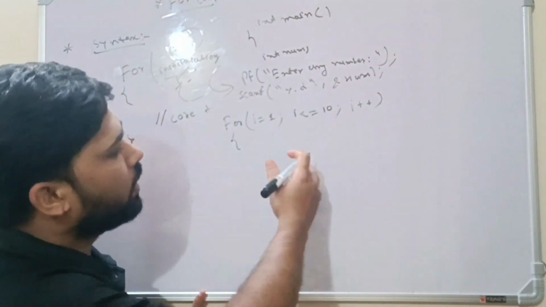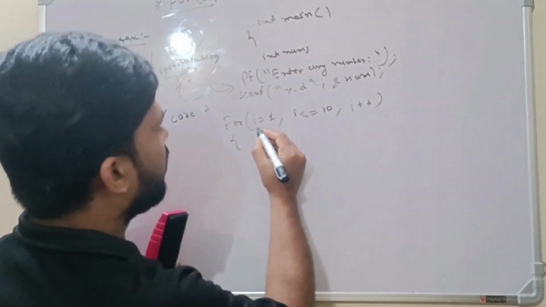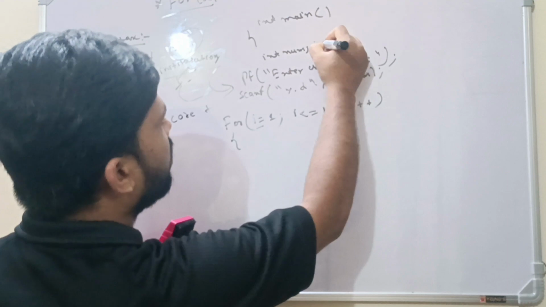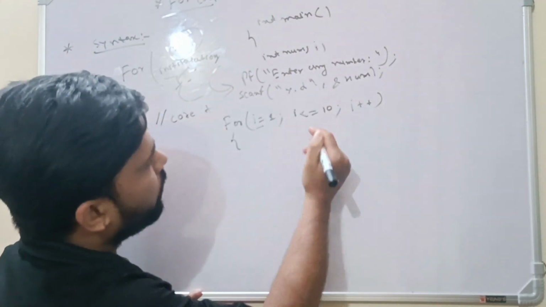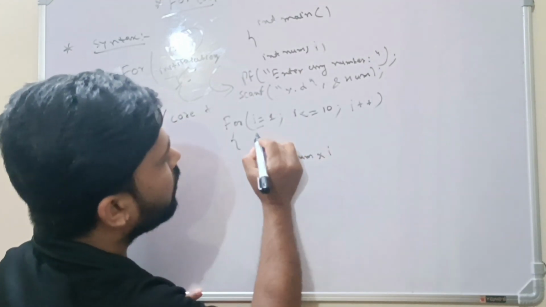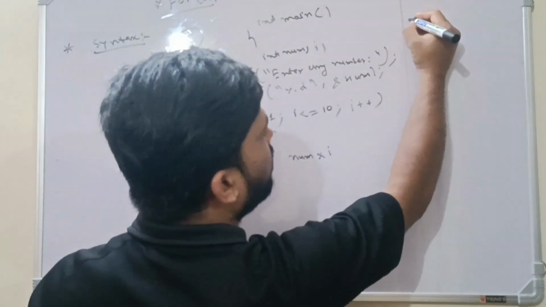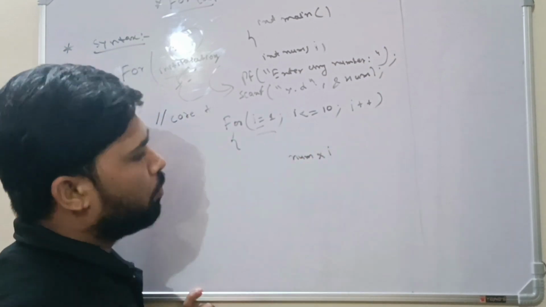Next, here we are writing the code. First, for initialization, I have to give the declaration: int i, comma, number. I'm taking number, and into i, I am doing i = 1. Number equals any number; I will take 2. Understand what I'm trying to say? Any number you can take.